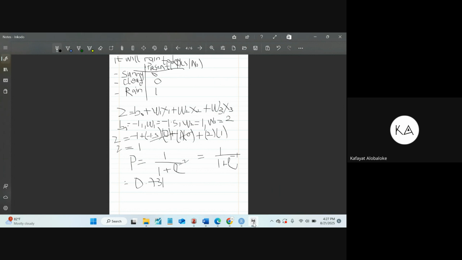And since our P is greater than 0.5, right? How do we classify this sentence? Is it as weather or not? Exactly, weather. Well, since P is greater than 0.5, that's the decision rule in this case now. The sentence would be classified as weather. Is that clear?